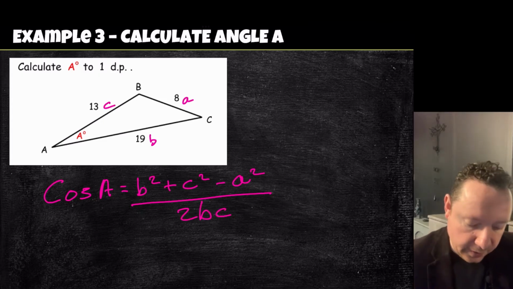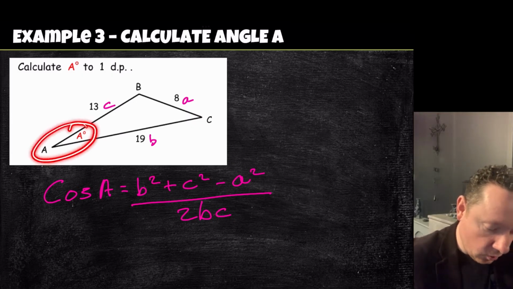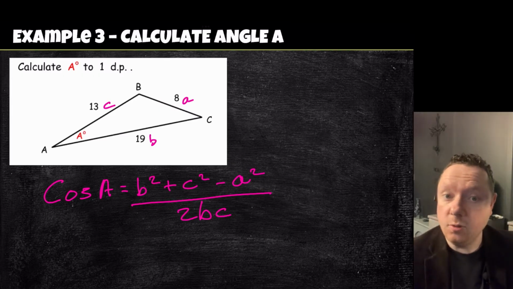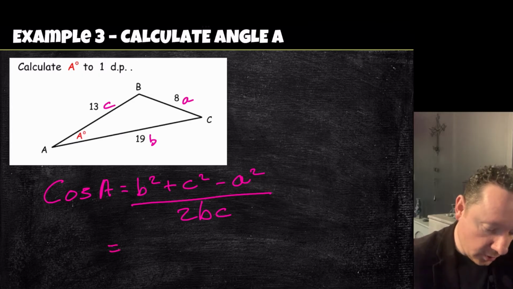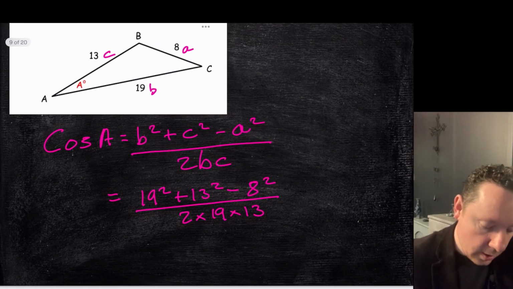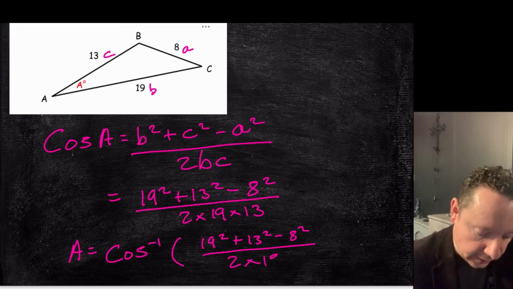So the big one that you need to be aware of is getting the A right. We have to calculate this angle here. So opposite side is the A. In this case, we're given the correct letters, but in future examples, you'll be given the wrong letters. So B squared plus C squared, 19 squared plus 13 squared minus 8 squared for A, all over 2 times 19 times 13. So that's cos A. So A is the inverse cos of that whole formula. 19 squared plus 13 squared minus 8 squared, all over 2 times 19 times 13.